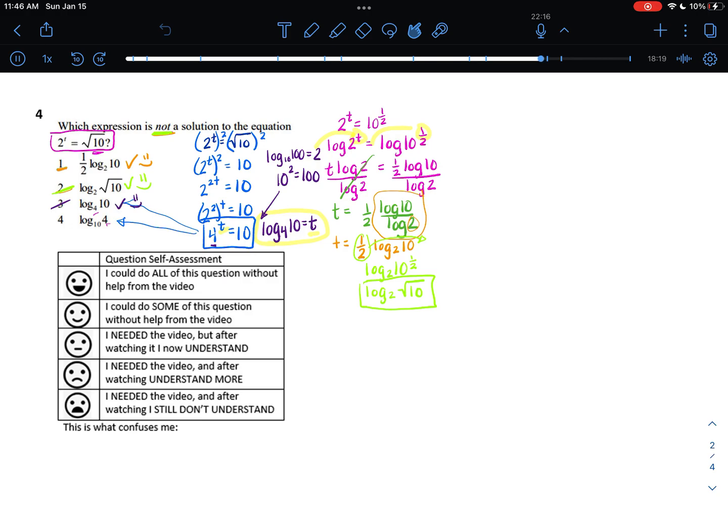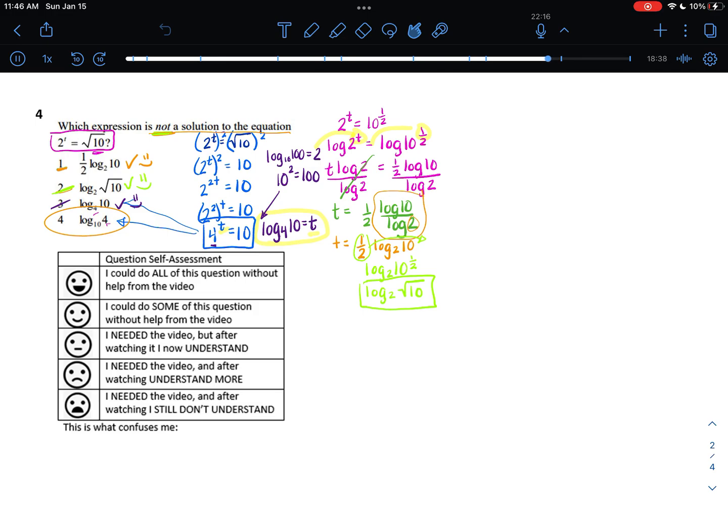So the original answer to my question, which expression is not a solution to the equation: the one that is not a solution is the last one. And I'm done with that question. That was a tough one. Let's go on to number 5.